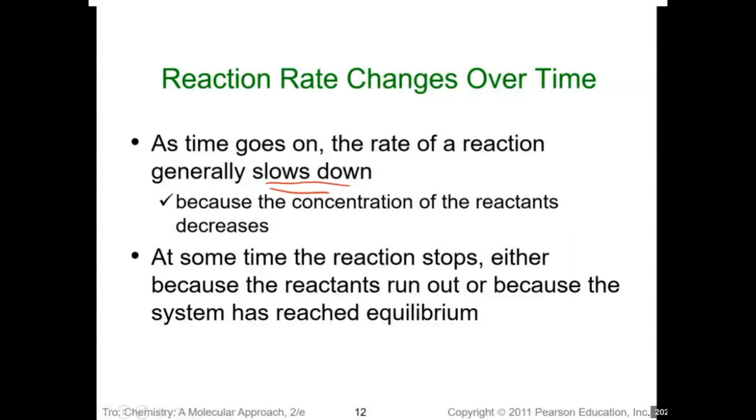And now we're not going to talk about equilibrium. Equilibrium is a whole other world, and that's what we spend about 70% of the time in Chem 229 talking about. So at some time the reaction stops, either because we run out of reactants or we reach what's called equilibrium.